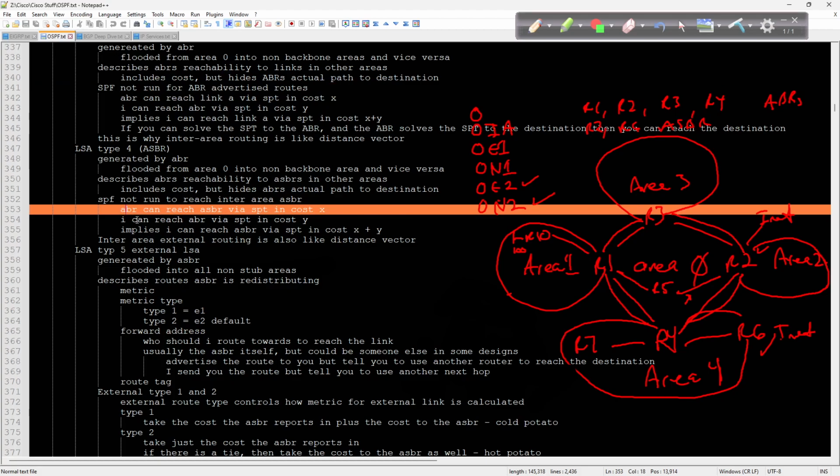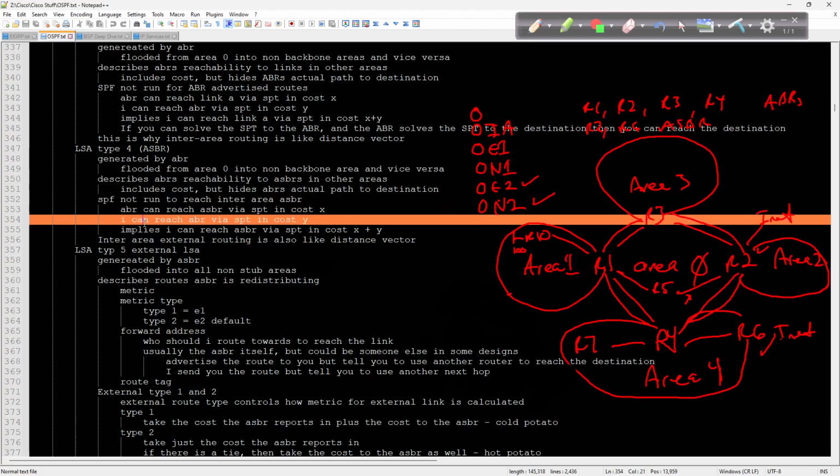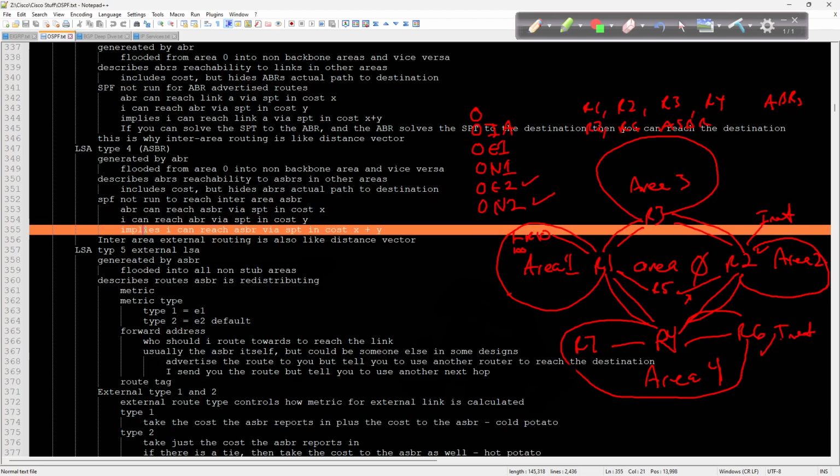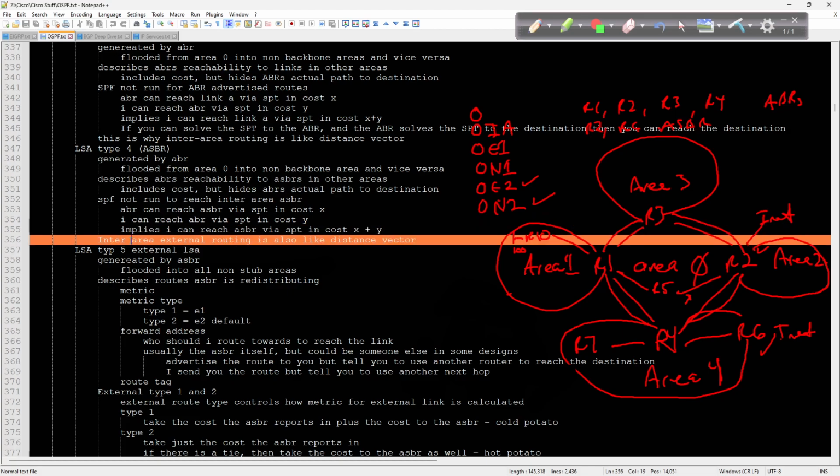So the idea is this. The ABR can reach the ASBR via the shortest path in cost X. I can reach the ABR via the shortest path tree in cost Y. That implies I can reach the ASBR via the shortest path in cost X plus Y. Inter-area external routing is also like distance vector.